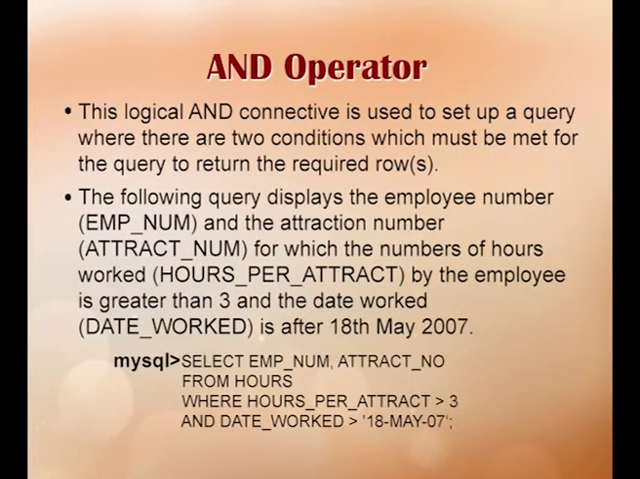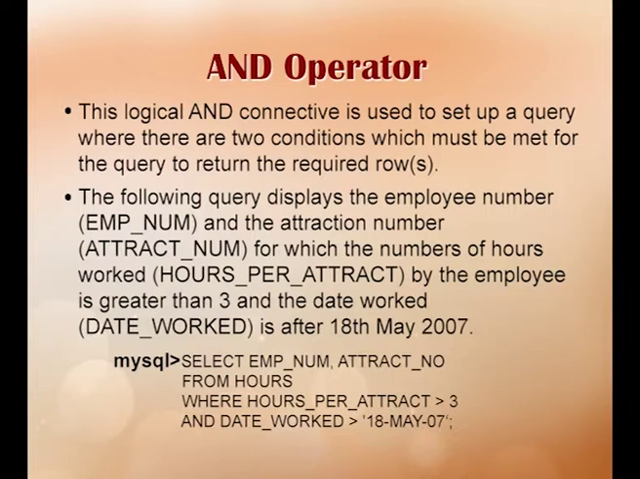The logical AND connective is used to set up a query where there are two conditions which must be met for the query to return the required rows. So both the conditions, condition 1 as well as condition n, need to be satisfied. So in that case we have to use the AND operator.